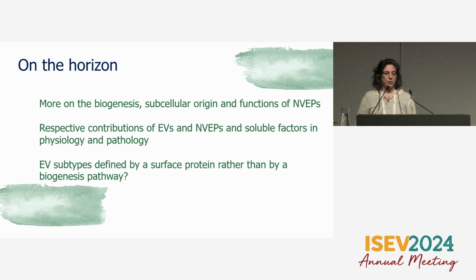We also need to understand better the respective contributions of the EV and non-vesicular EP soluble factors and the corona that results from all this on EVs. And maybe eventually we are going to have to decide that we cannot really define EV subtypes by their biogenesis pathway, because it's so difficult to define that when you analyze a bulk population of EVs, but rather by a surface protein that would be of interest for your function. So that's maybe the evolution in the future. I don't know.